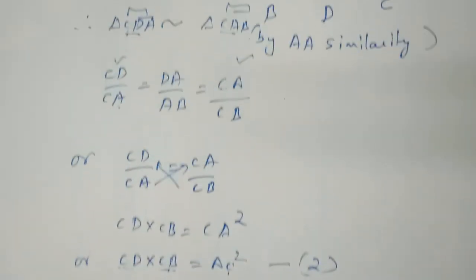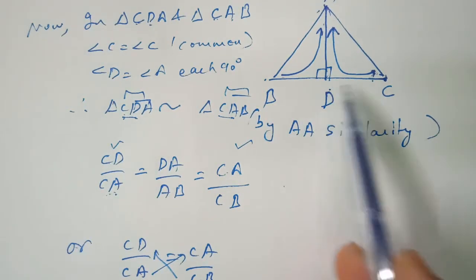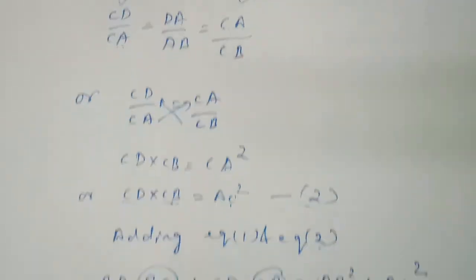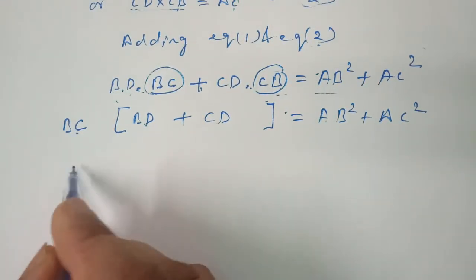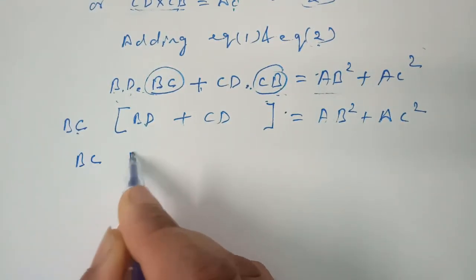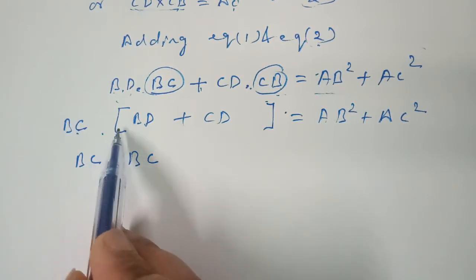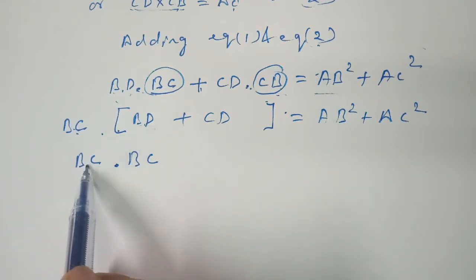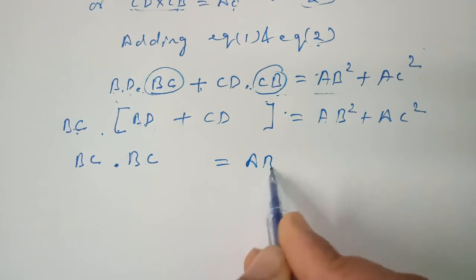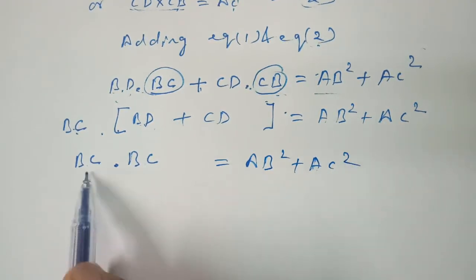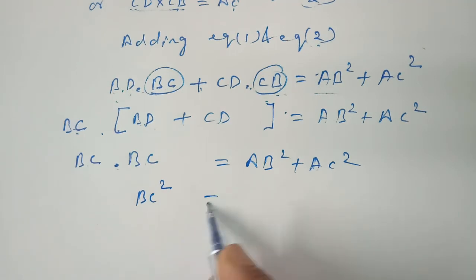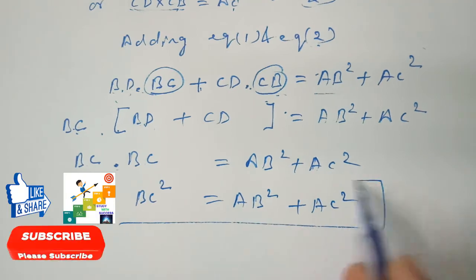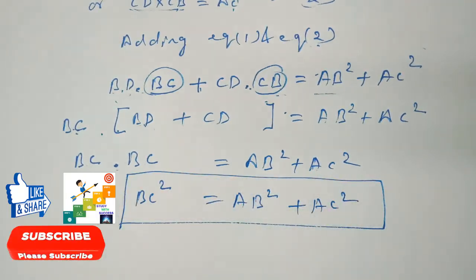Now if we see the figure, BD plus CD, if we combine these two lines, we will get the complete line, that is BC. It means this combination within the bracket is again changed into BC. So BC into BC. Since the bracket is there, both of them will be multiplied. We are removing the bracket, so it means BC into BC equal to AB square plus AC square. So BC into BC will give BC square equal to AB square plus AC square. So this is the required condition which we have to prove. Thank you.